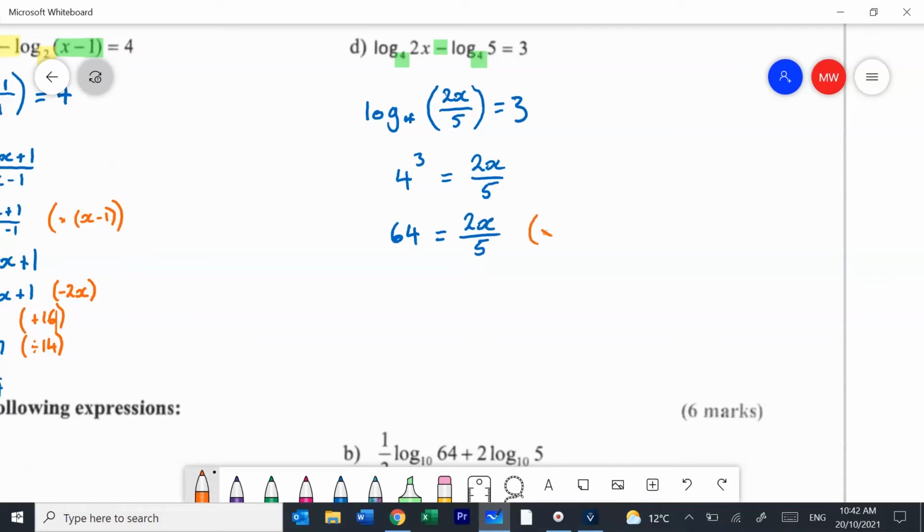So let's times by 5 both sides. What we'll end up with on the left is 320, and on this side we'll have 2 x's. I only want one group of x, so we'll divide by 2 both sides. And we'll end up with x being 160. And that one's been solved as well.